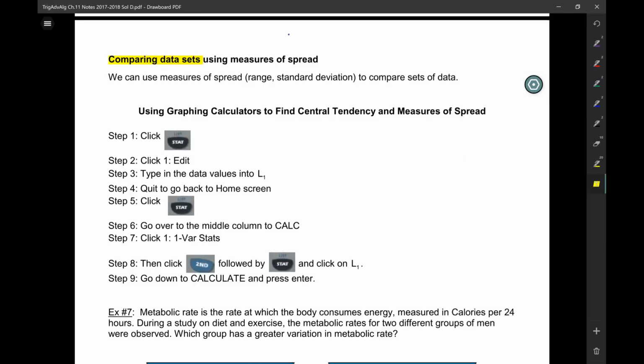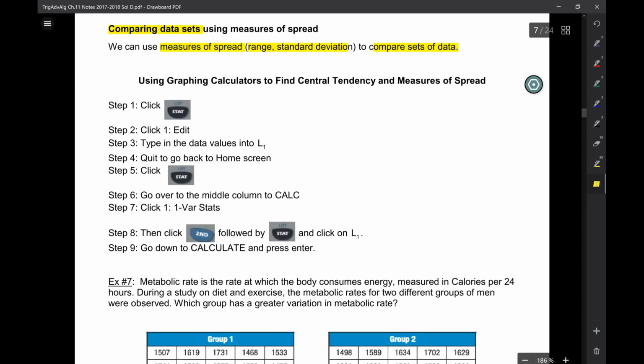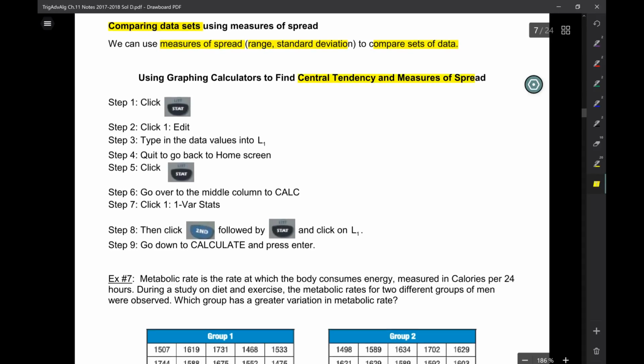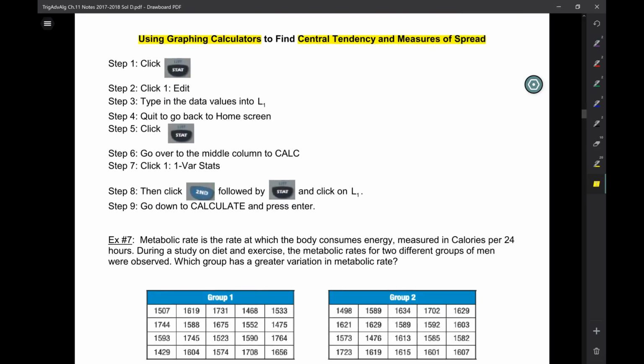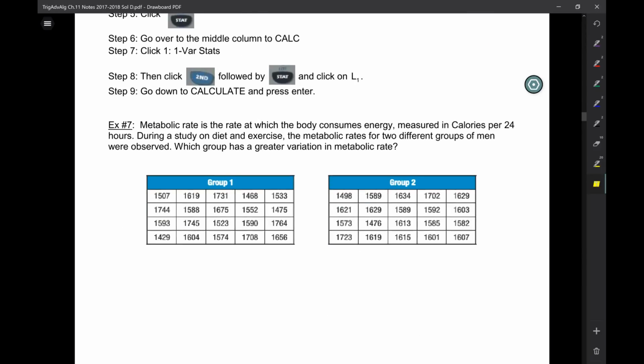Well, here it is. One thing is we can use measures of spread like range and standard deviation to compare sets of data. So what we're going to do is use our graphing calculators to find central tendency and measures of spread. So let's take out our calculators. And you know what? I'm going to go quickly to example 7 here.